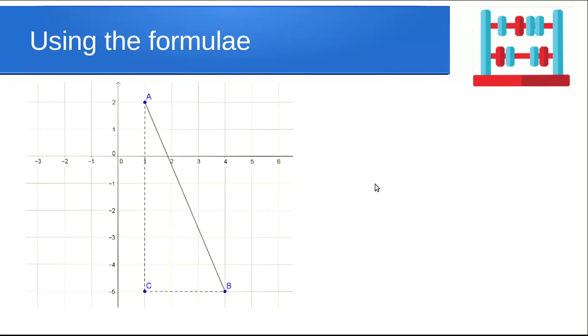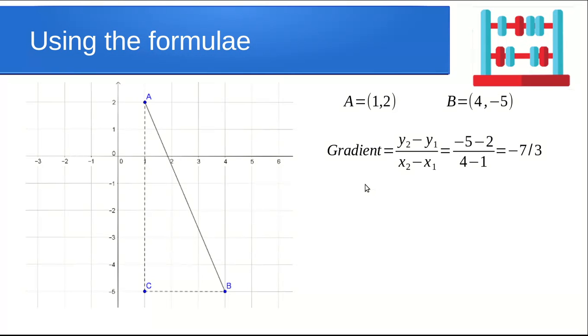Okay, let's actually have a look at using this formula on 2 points that we're given. Let's say we're given a point A, which is 1, 2, and a point B, which is 4, minus 5. Let's quickly remind ourselves how to find a gradient. It is simply rise over run, which will be y2 minus y1 over x2 minus x1. It gives us minus 5 minus 2 over 4 minus 1, which gives us minus 7/3.